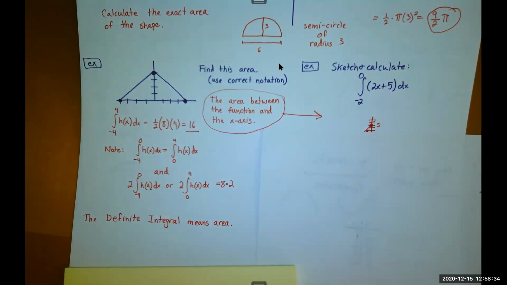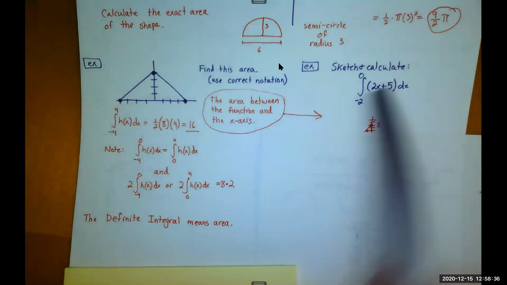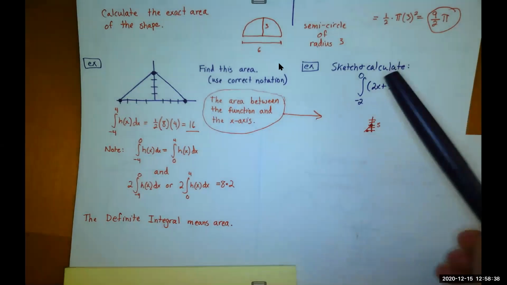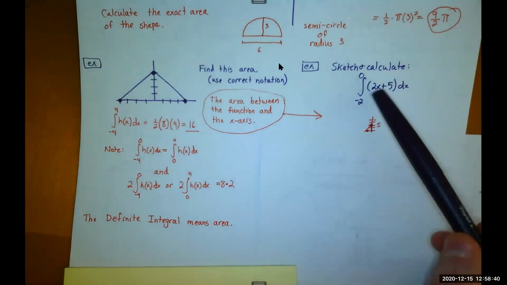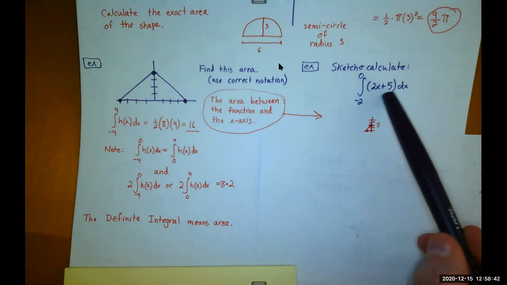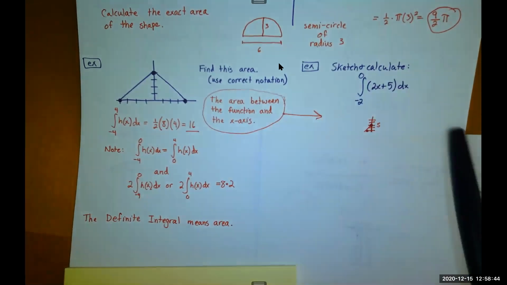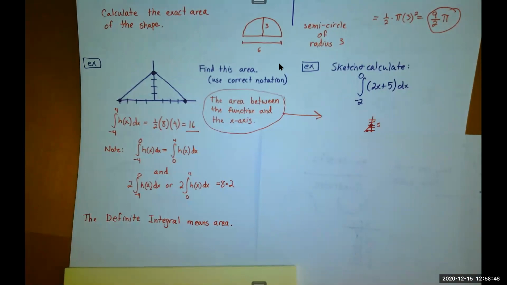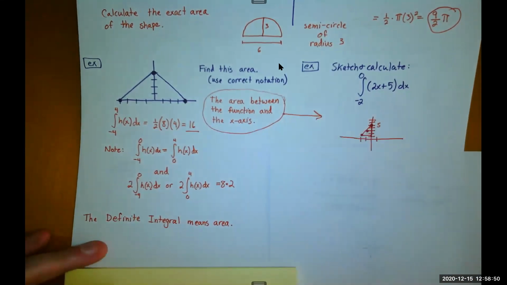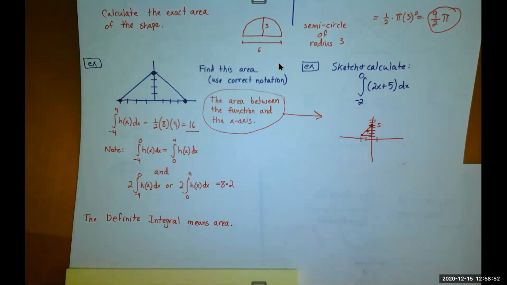Drawing our attention to the second, we want to sketch and calculate the definite integral from -2 to 0 of the function 2x plus 5 with respect to x. Again, the dx with respect to x means we're doing it for the x-axis. And you may have something like this. So we've got the graph 2x plus 5 from -2 to 0. It's a nice triangle right there.